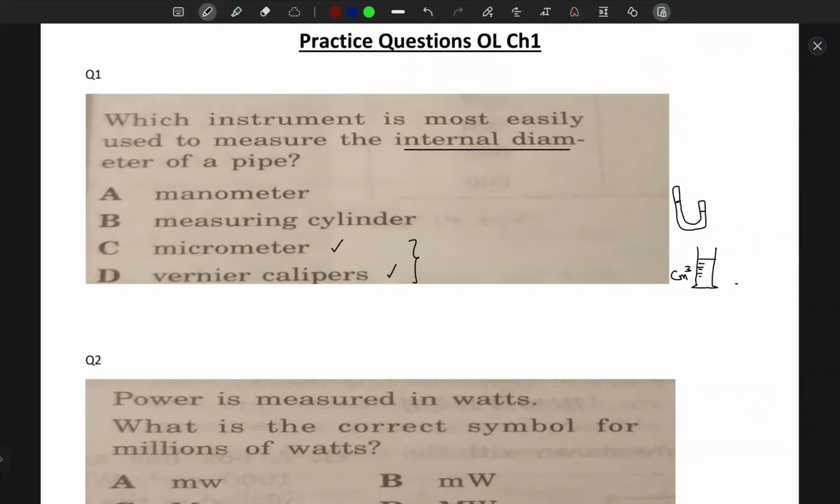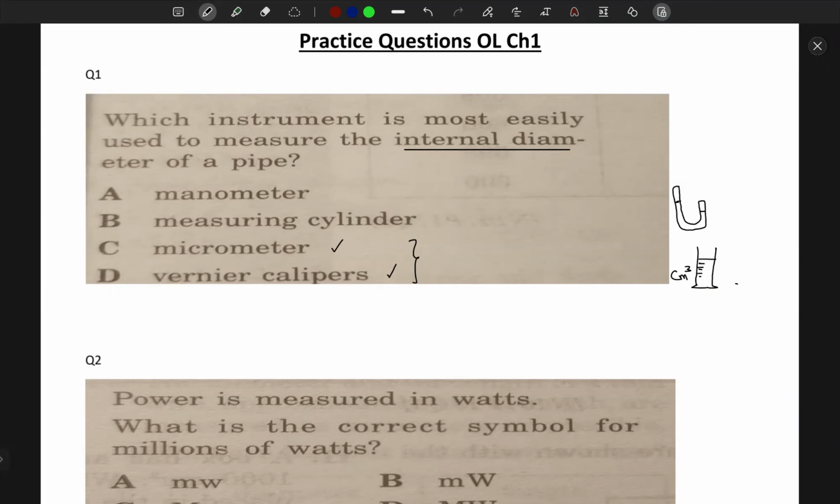So first, I think you should go micrometer. Why should it be micrometer? Because it easily measures the diameter of a pipe. Okay, and so why would it be a vernier caliper? Because vernier calipers have a set of inside jaws that are used to measure internal diameters.